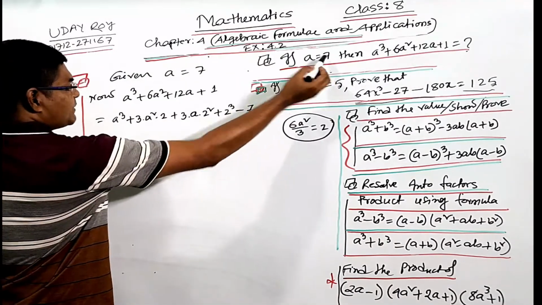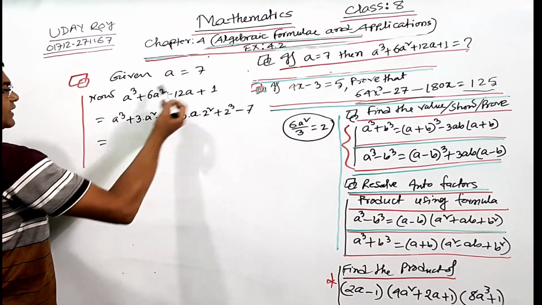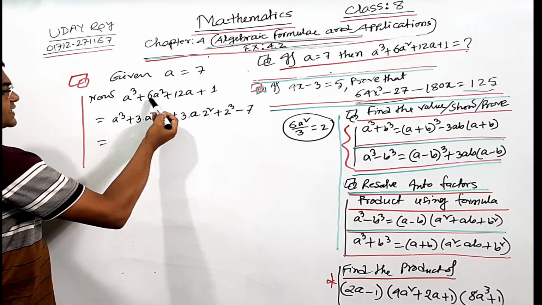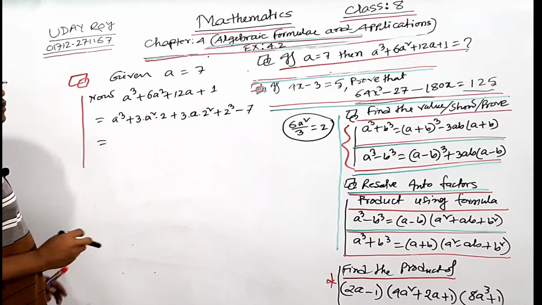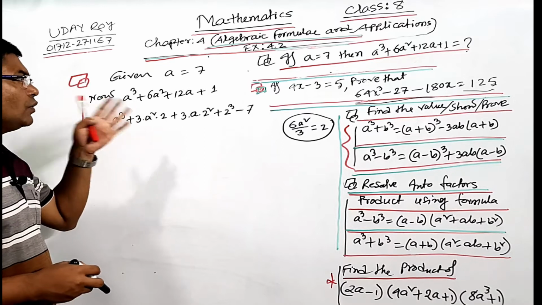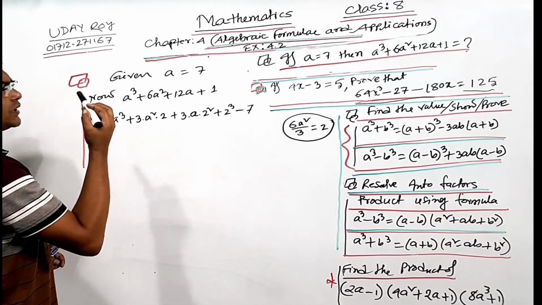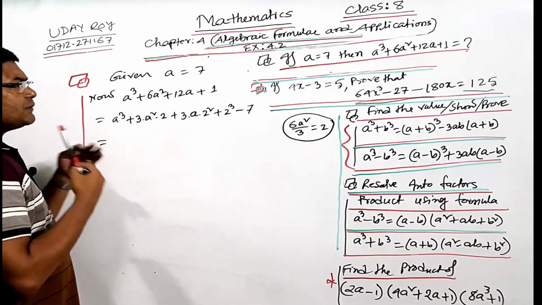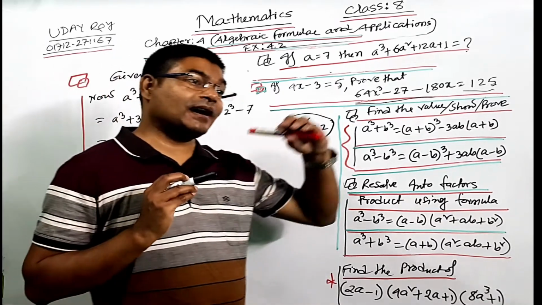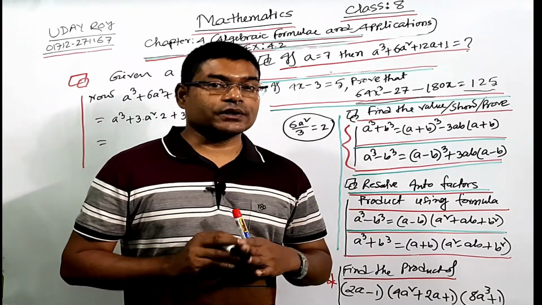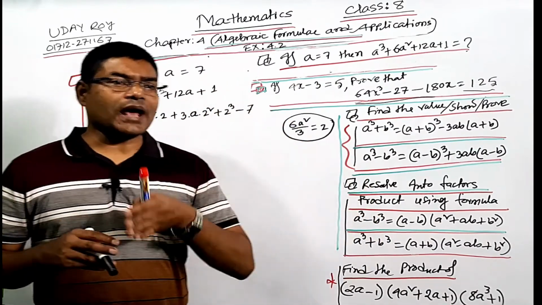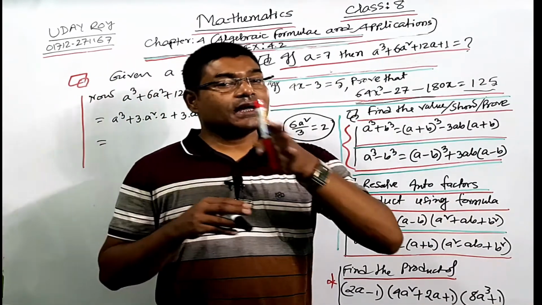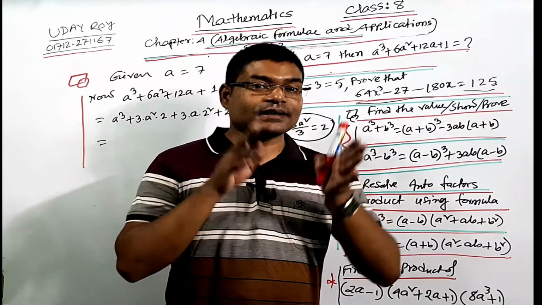A equals 7, right? A equals 7. A cube plus 6a square plus 12a plus 1 equal to what? Here is a clue is given. A cube. That means we have to convert the maths into a plus b whole cube. If you can see minus, we have to go back in minus format. If it is plus, you have to go back in the plus format.